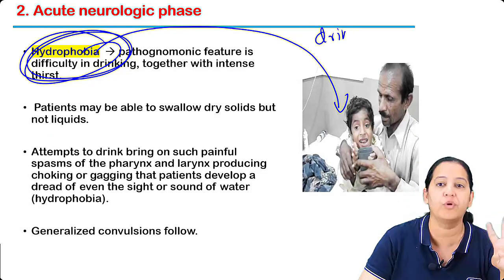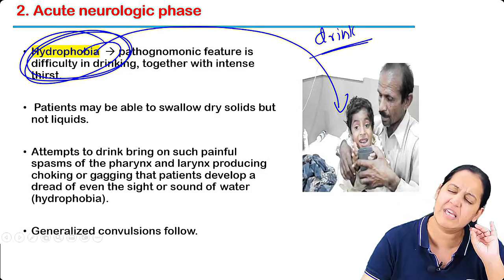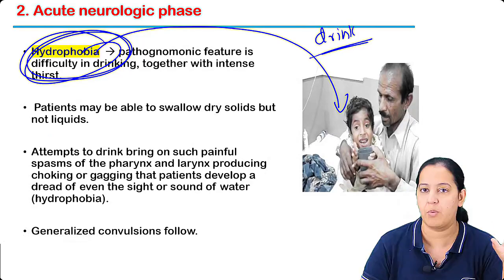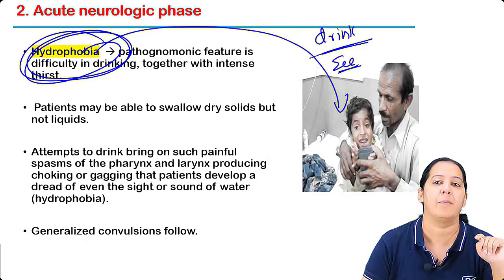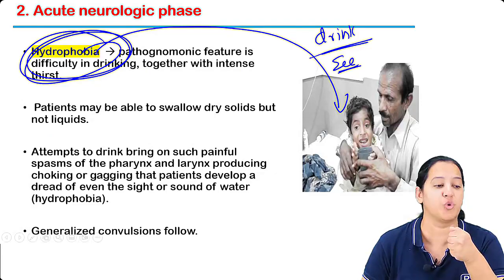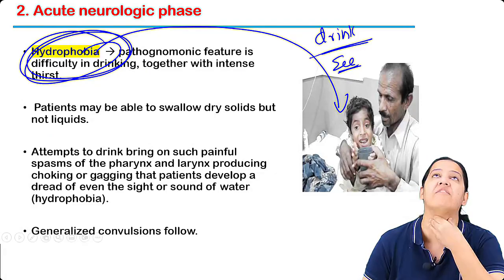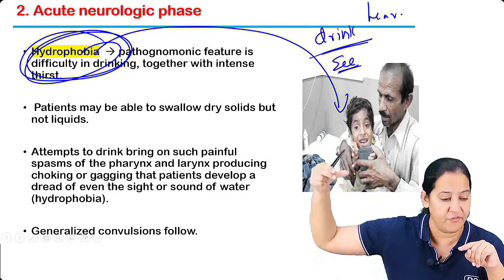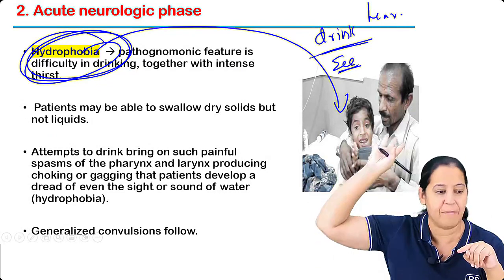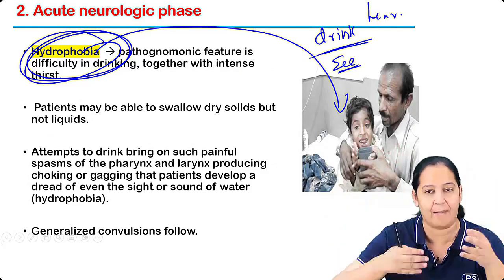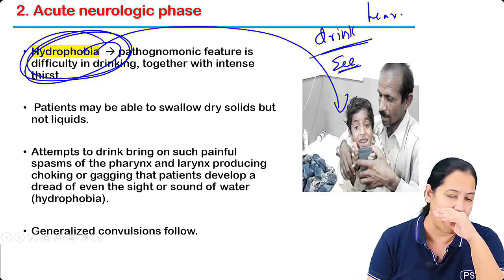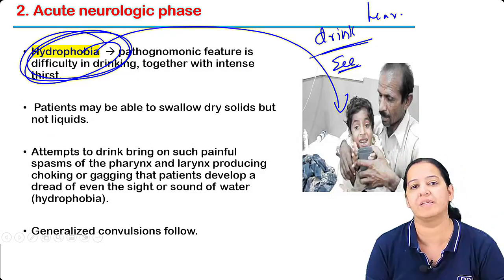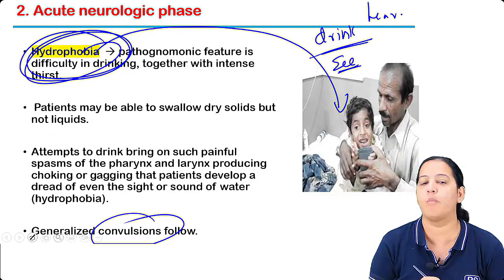Drinking is far off. The patient can't drink even in severe dehydration, severe thirst. The patient will not drink water. If you show water, the patient's larynx will go into spasm, and attempts at drinking will cause choking. Not only this, the patient can't hear the sound of water. If you open the tap somewhere in the bathroom, hearing the sound of the tap, the patient will go into spasm. So hydrophobia is very severe, deadly. Ultimately, the patient will go into coma, convulsions, and death.